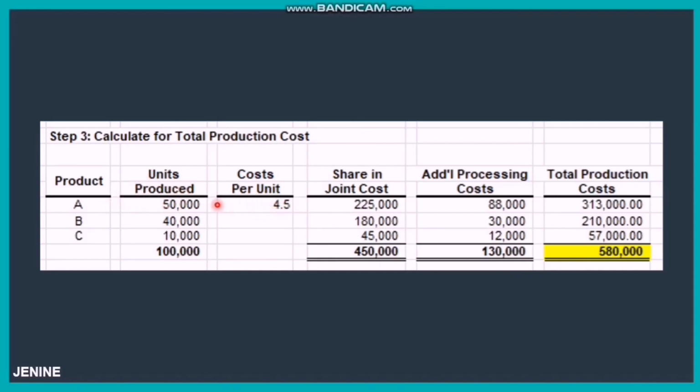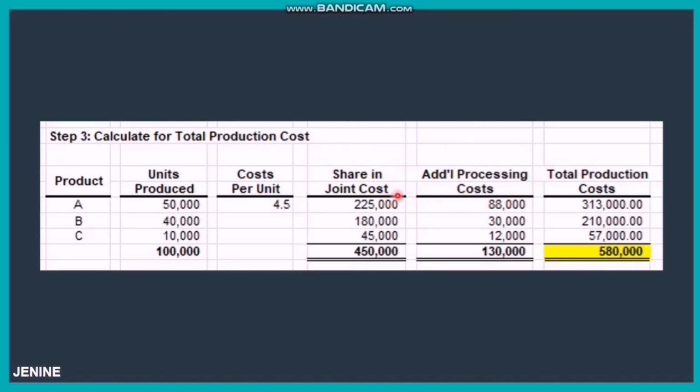cost per unit. So, 50,000 times 4.5 will give you 225,000 share and joint cost. 40,000 units produced ng product B multiply sa cost per unit na 4.5 will give you 180,000 pesos. And product C, 10,000 times 4.5 will give you 45,000 share and joint cost. Ayan. So, sa pagkuha ng total production cost, you'll just add share and joint cost and the additional processing cost. Again, itong additional processing cost, given na siya sa problem. So, gagayahin nyo na lang siya.